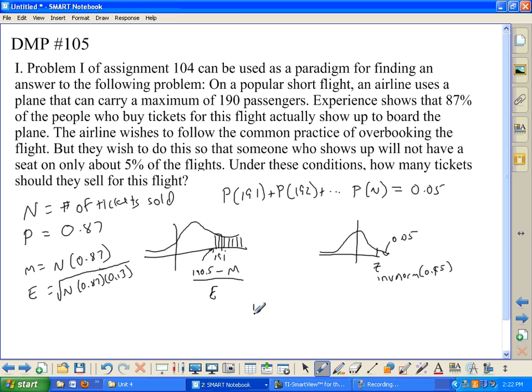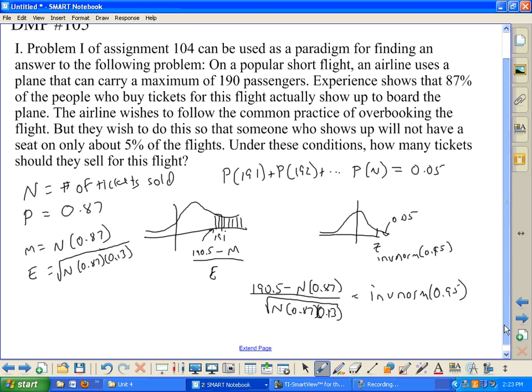So in the calculator, we're going to take 190.5 minus mu, which is n times 0.87, divided by the square root of n times 0.87 times 0.13. I put that into y1 of my calculator, and the other side into y2, and if I solve for n, or x, then I will have the approximate number of people that I need to sell tickets to in order to make this curve shape such that that's about 5%. So from here it's pretty much calculator.